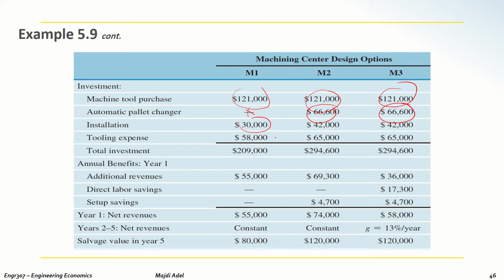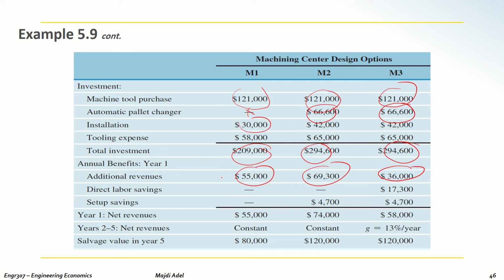Tooling expenses $58,000, $65,000 for the second and third options. And this is the total investment for the 3 projects. Now the revenue in the first year is going to be $55,000, $69,300, and $36,000. Okay.